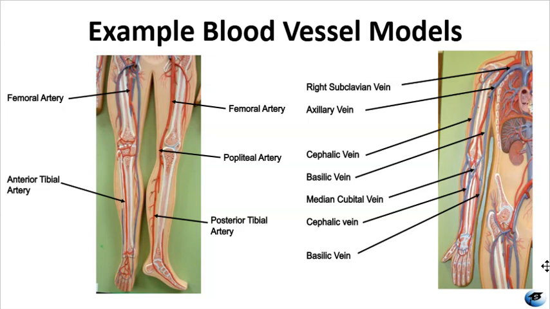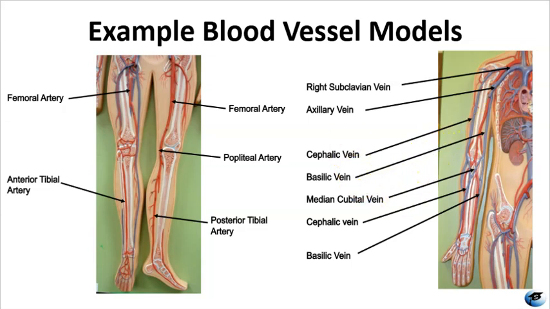And then turning to the veins of the upper limb. So these are arteries of the leg, these are veins of the arm. The right subclavian vein collects blood from the arm and shoulder and drains into the large veins beneath the heart. And then closer to the arm, the axillary vein runs through the armpit area and continues as the subclavian vein.